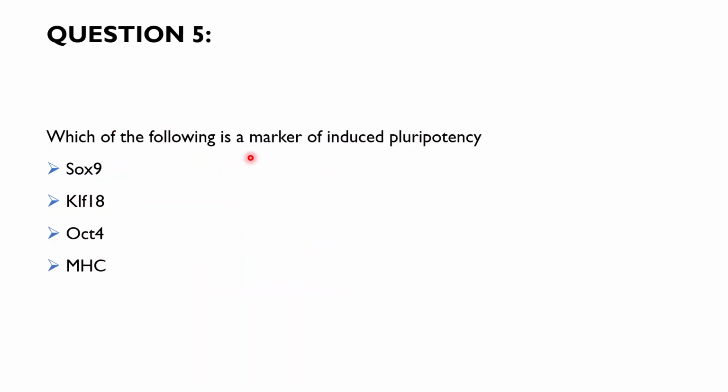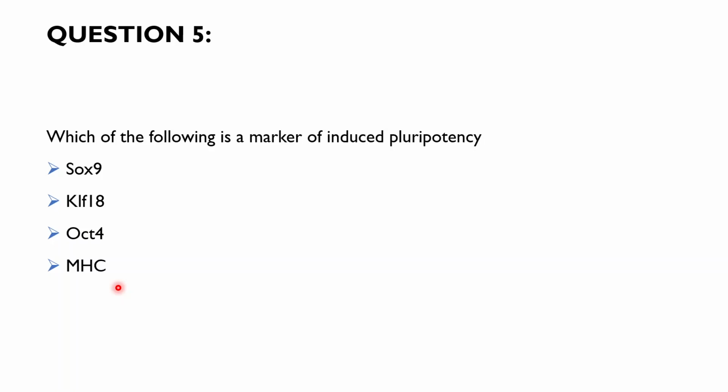Which of the following is a marker of induced pluripotency? SOX9, KLF8, OCT4, or MHC? So you have four options here. Now, before discussing this question, I want to discuss another topic, which is about the induced pluripotent stem cells, which I had left out in my previous discussion.